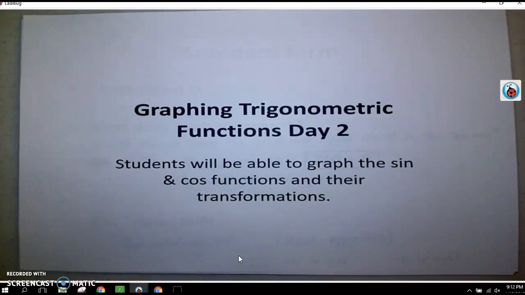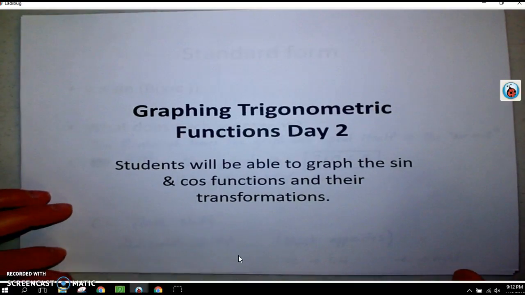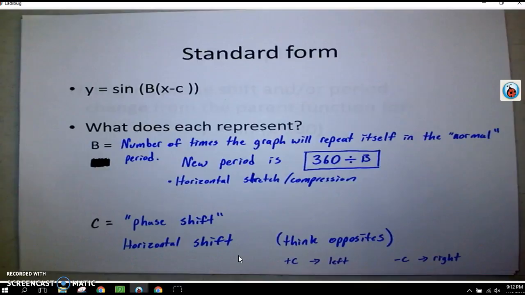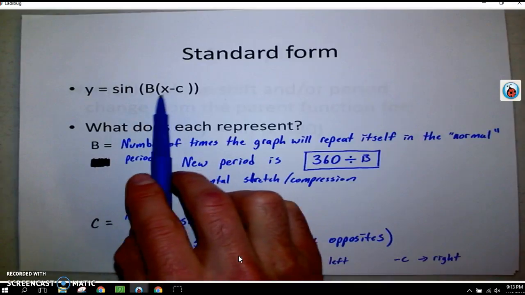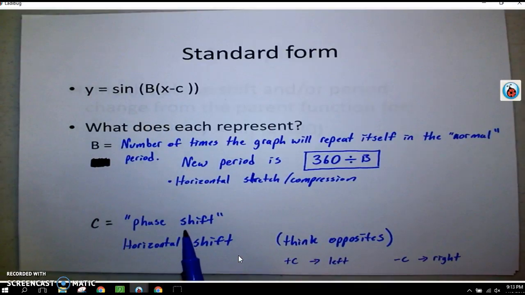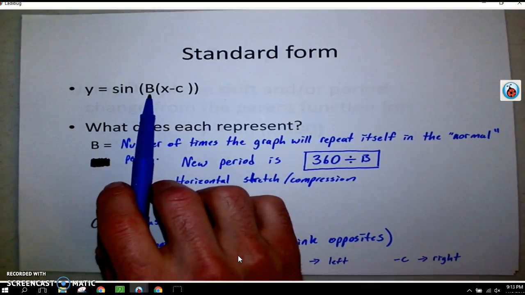All right, everybody. Let's take a look at day 2 for graphing trig functions, specifically sine and cosine. Today is going to be about horizontal transformations. So continuing on in standard form, we're going to talk about two other things that we can do to our graph and what they would represent and where they would be located in our standard form of our function.